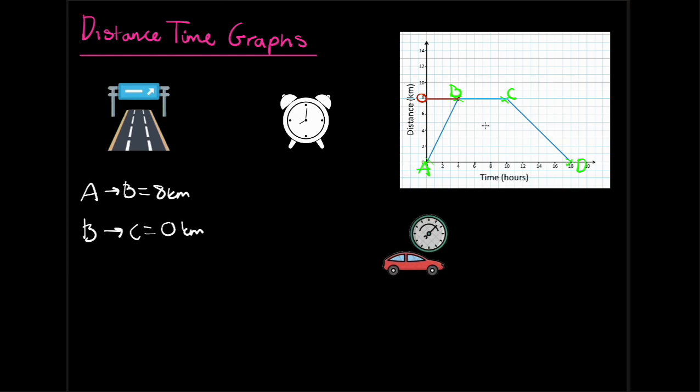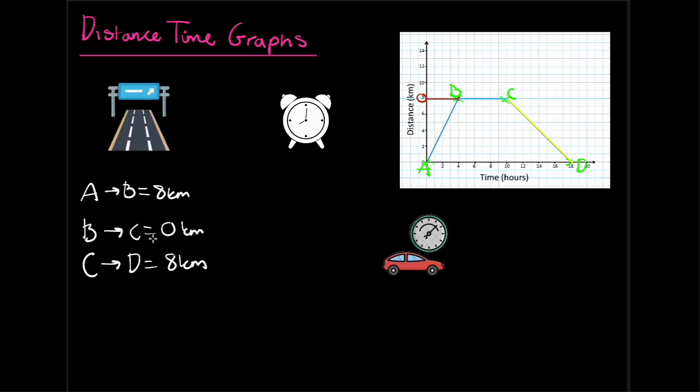And from here, C to D, it looks like it's going down. You might say, why is it going down? This is basically because we're still going 8 kilometers, but in the opposite direction. So this means in our statistics, we put C to D equals 8 kilometers.